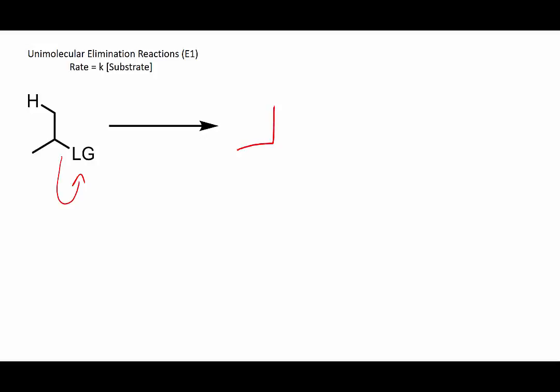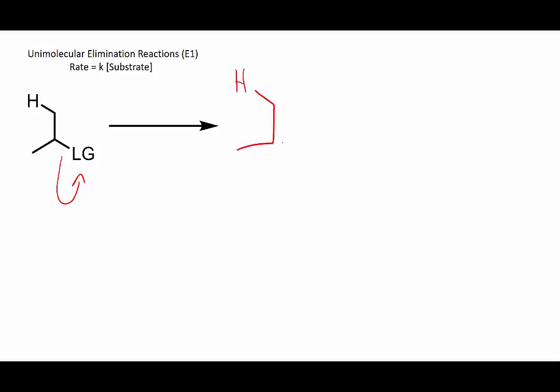In addition to following a bimolecular elimination reaction pathway, elimination reactions can also follow a unimolecular elimination reaction pathway. In this case, the rate of the reaction, just like in an SN1 reaction, is dependent only on the concentration of the substrate, not the base. In this example, because the substrate is the only compound that's reacting, the first step is the leaving group comes off. This will generate a carbocation.